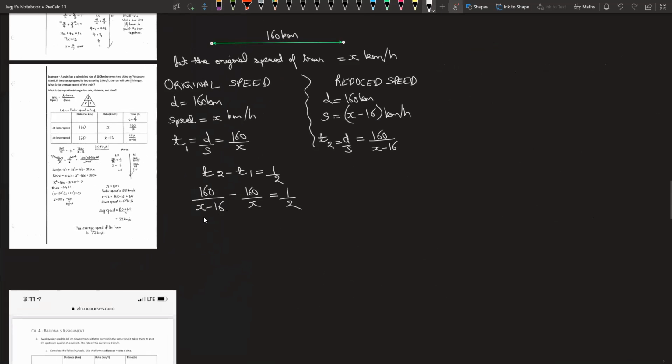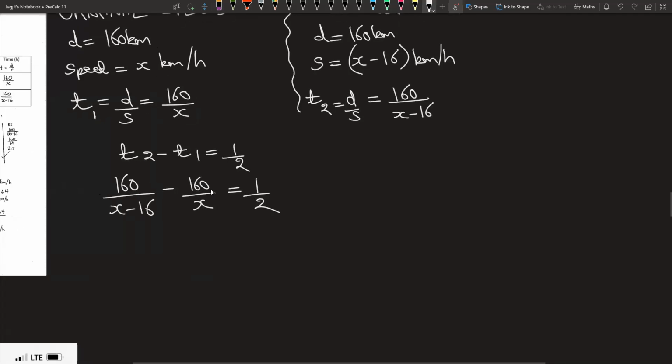Actually, before we do that, you see both of these terms have 160, so we can factor the 160 out. So what would this become? This would be 1 over (x minus 16) minus 1 over x is equal to 1 over 2. Always factor a number out, because it will make your calculations a bit easier.